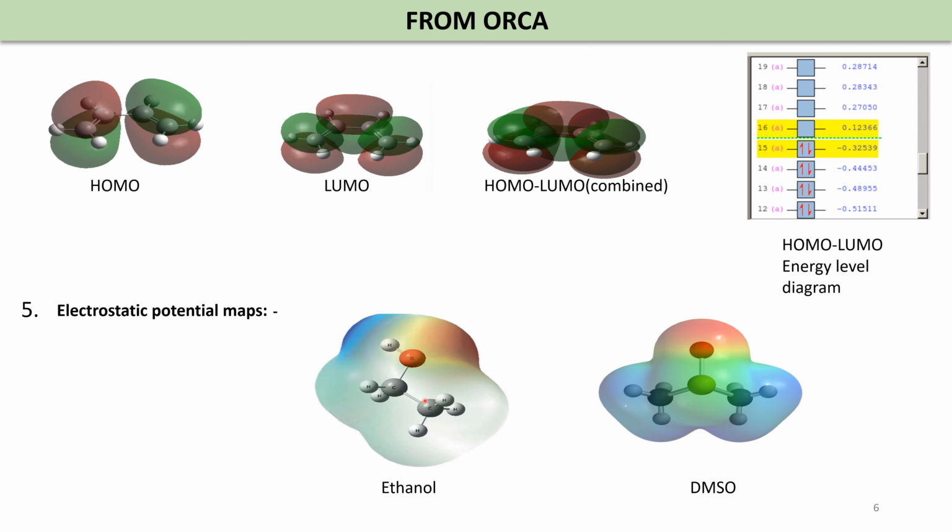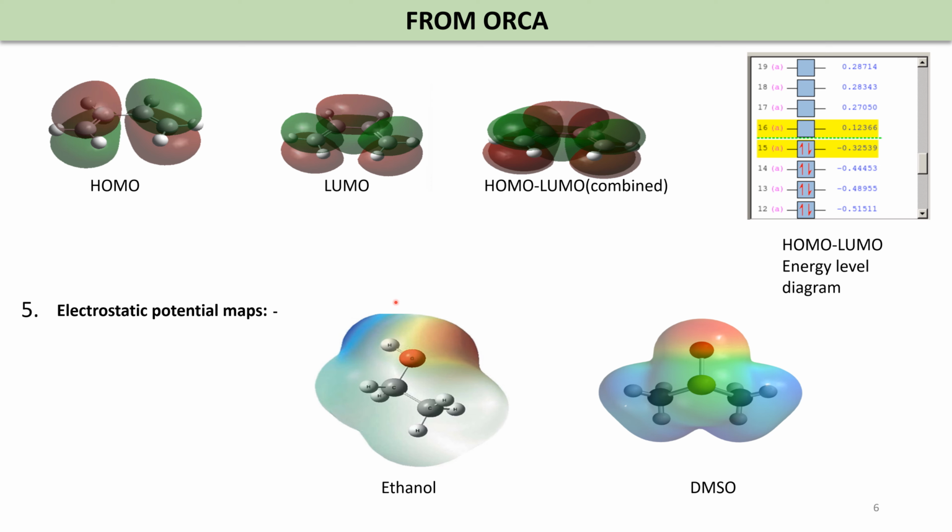As we can see in the case of ethanol, electron density corresponding to oxygen is highly concentrated. So this represents the most electronegative region, and it is denoted by the red color. The hydrogen in the OH group is partially positive because it loses electron density to the oxygen, creating a positive potential region around the hydrogen, which is shown in blue.